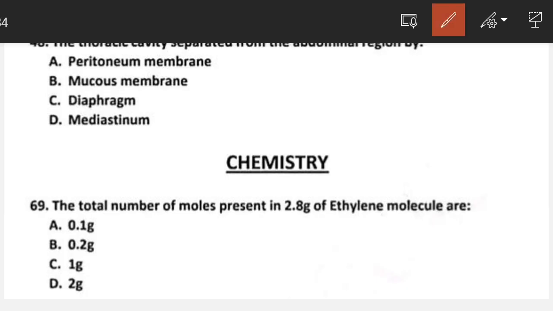So the thoracic cavity is separated from the abdominal cavity with the help of the diaphragm. So we have completed the biology portion. Now we are moving towards the chemistry portion.